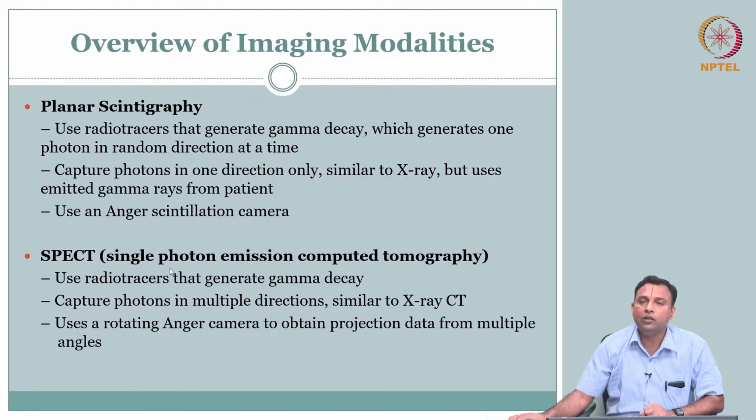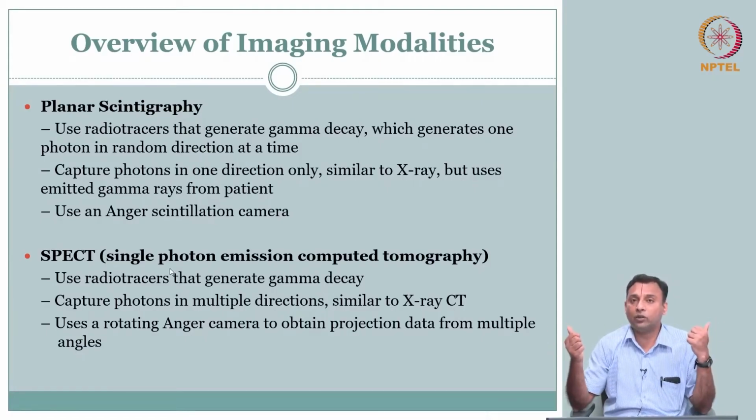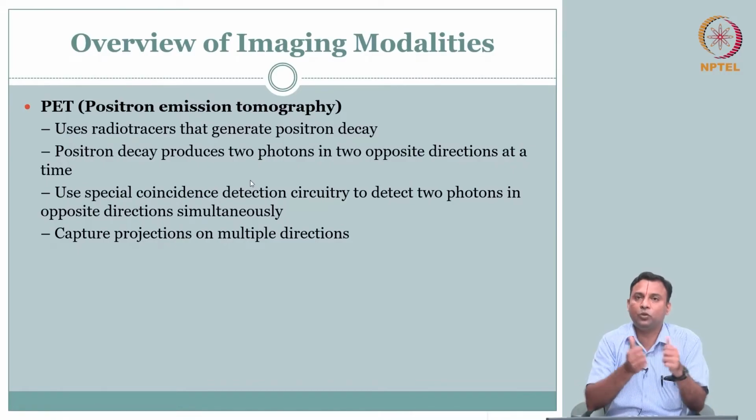What happens in positron decay? When the positron is generated, it quickly annihilates with an electron and gives out two 511 kilo electron volt photons. But in which direction? It gives them at 180 degrees, so you have two photons each travelling in the opposite direction. In SPECT you are just catching one photon, so it is single photon emission computed tomography. The third is positron emission tomography. In positron emission, you are not capturing the positron. The positron gives rise to two photons of 511 kilo electron volt, at 180 degrees.